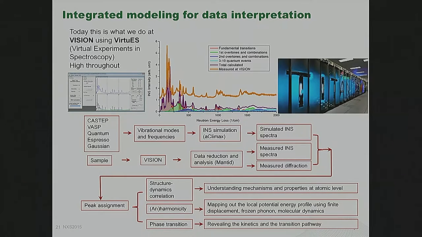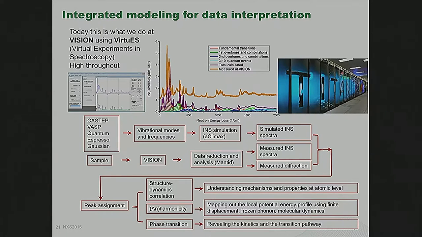Because the correlation between computer modeling and inelastic neutron spectra is so tight, what we have here at the SNS is an integrated modeling environment for the interpretation of the data. And what we have here is Virtus, which we call the virtual experiment spectroscopy computer, and it essentially allows us to do your experiments. In principle, in some cases, we can do the modeling while the experiment is happening. And this is the sort of correlation you have between the experiment, as I showed before, the experiment in the orange trace here, compared with the calculated data.